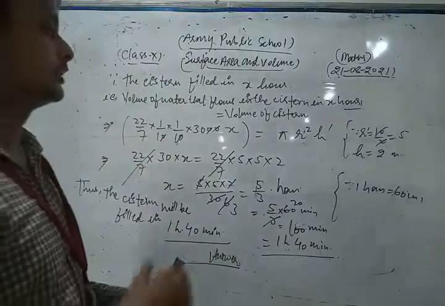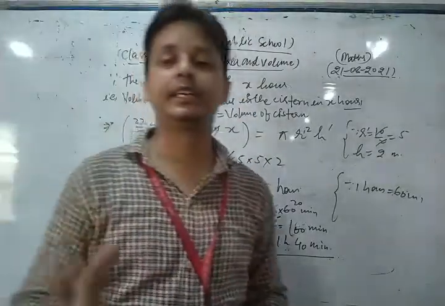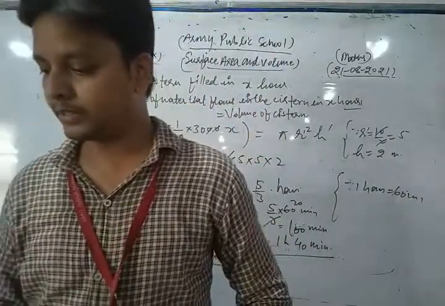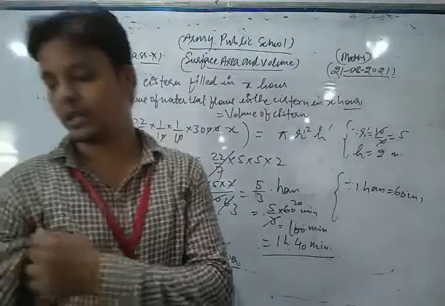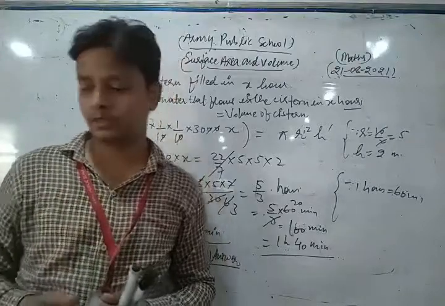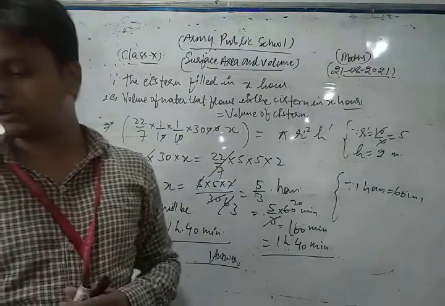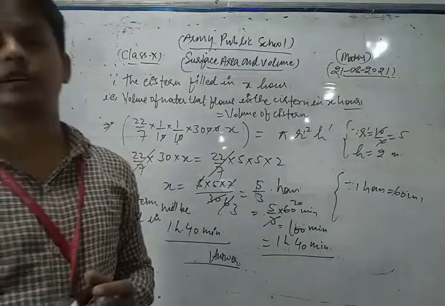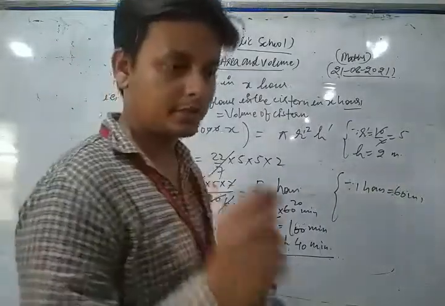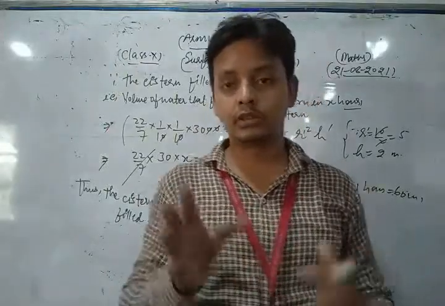Now we just revise them. First of all, in that question it is given that water is flowing at the rate of 3 km per hour through a circular pipe with an internal diameter of 20 centimeters, and this water goes into a cylindrical cistern. We find how much time the cistern will take to be filled. The volume of water that flows into the cistern is always equal to the volume of water in the cistern. This is the concept of this question.